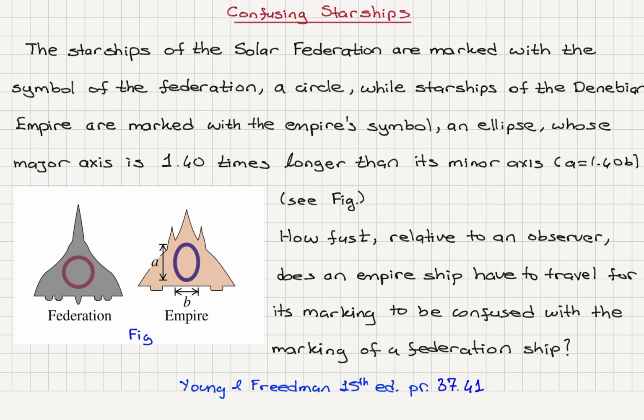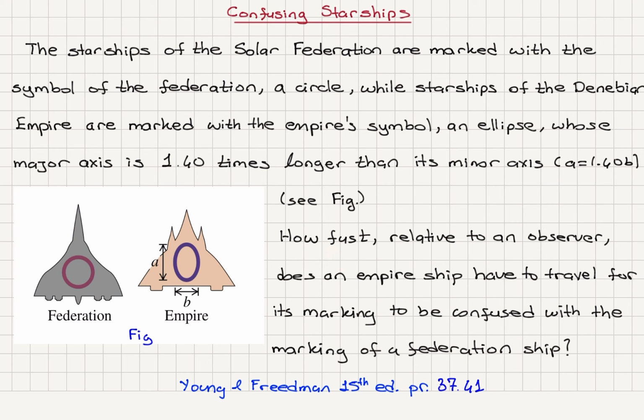Confusing starships. The starships of the Solar Federation are marked with the symbol of the Federation, a circle, while starships of the Danubian Empire are marked with the empire's symbol, an ellipse, whose major axis is 1.4 times longer than the minor axis. A is equal to 1.4b. How fast, relative to an observer, does an empire ship have to travel for its marking to be confused with the marking of a federation ship?